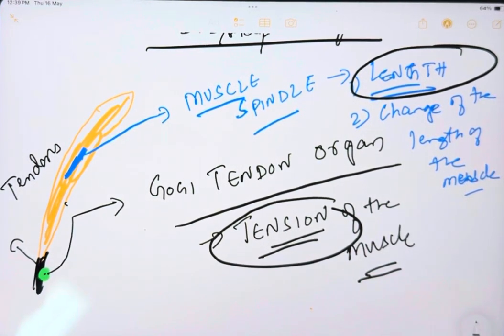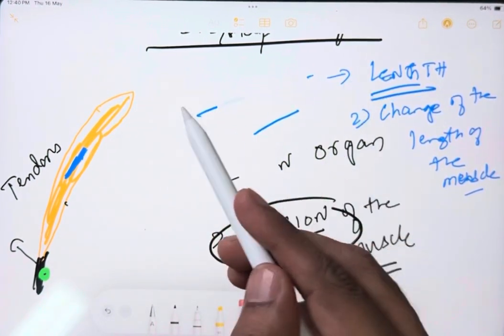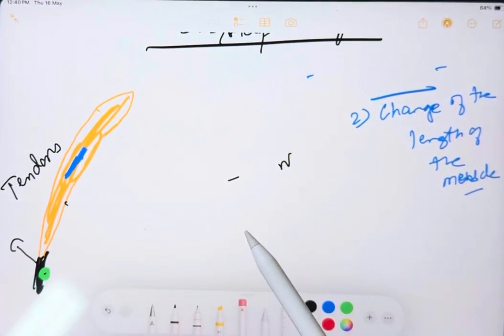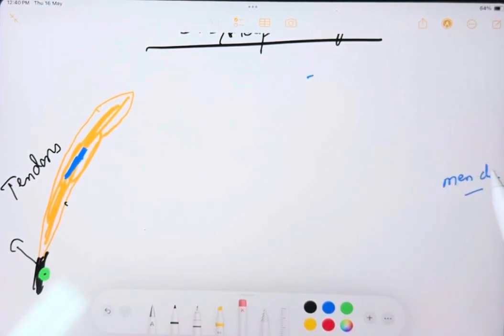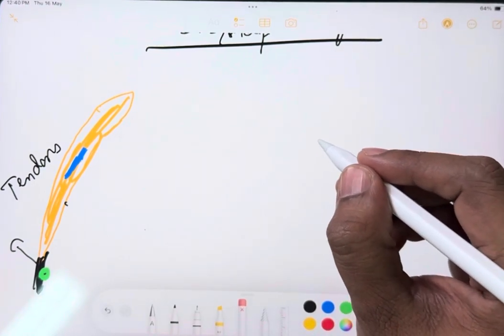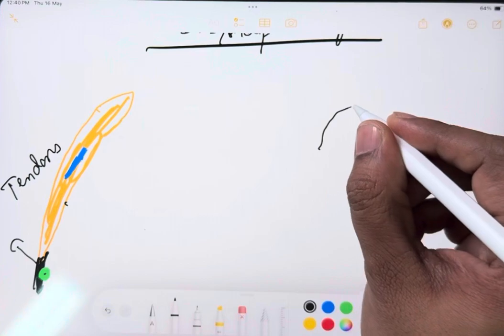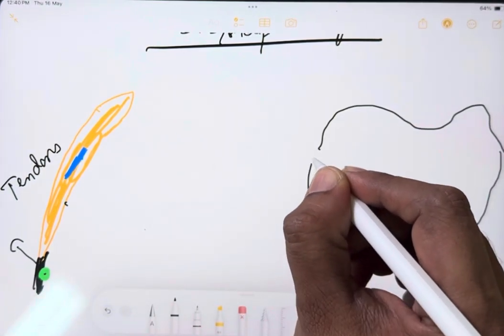Now how does this reflex work? Let us draw the spinal cord and see the neural pathway of this inverse stretch reflex, the Golgi tendon reflex. I am just drawing a rough line diagram of the spinal cord.